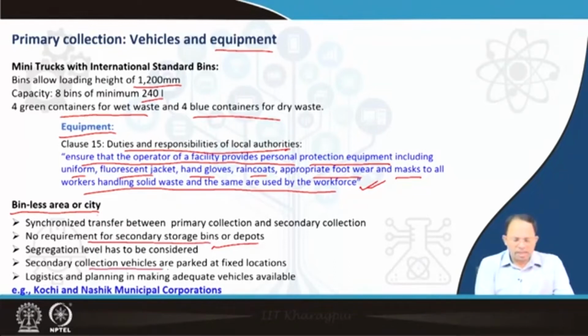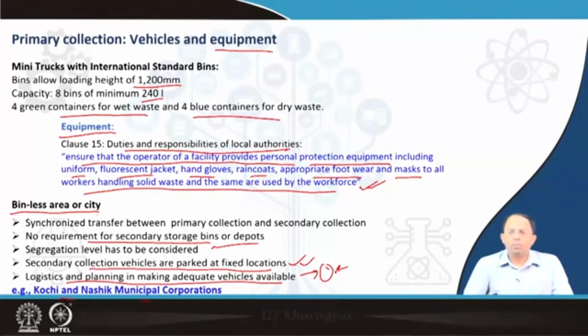Secondary collection vehicles are parked at fixed locations, so they are waiting, and logistics and planning in making adequate vehicles available is the biggest challenge. We have to have a lot of secondary collection vehicles available all the time, and we have to plan when the garbage is going to come from primary collection and what is the timing of the secondary vehicle to come over here. So all this logistic planning has to be done. Some cities have tried this, like Kochi and Nasik Municipal Corporation, but obviously this will increase the size of the secondary collection fleet.